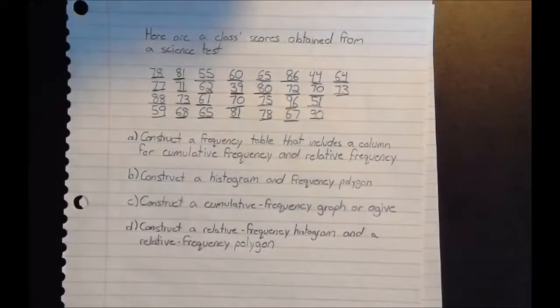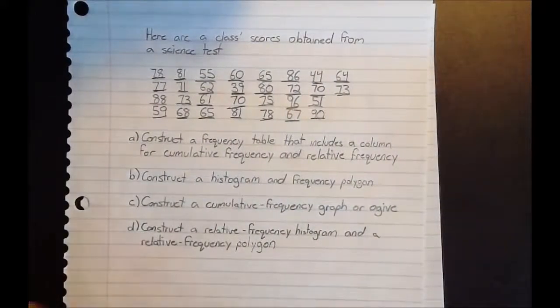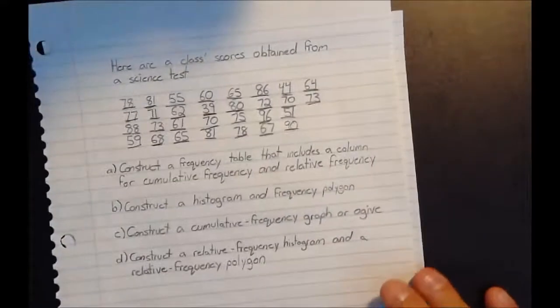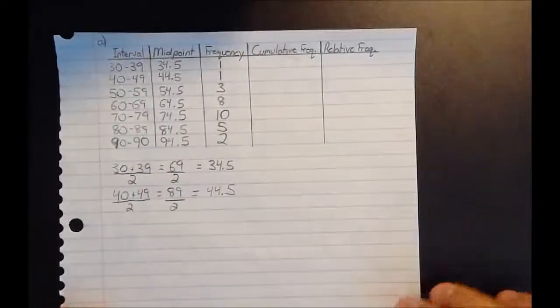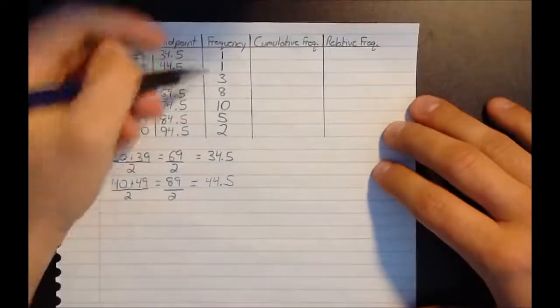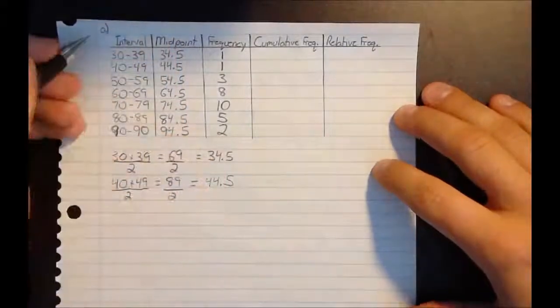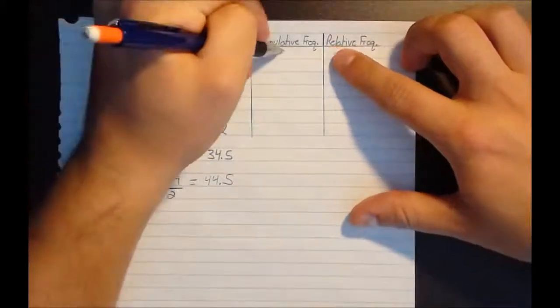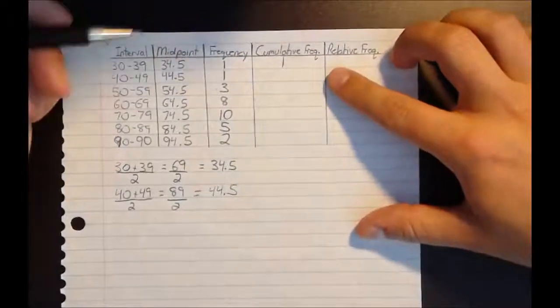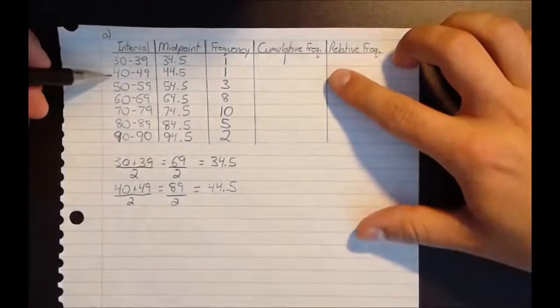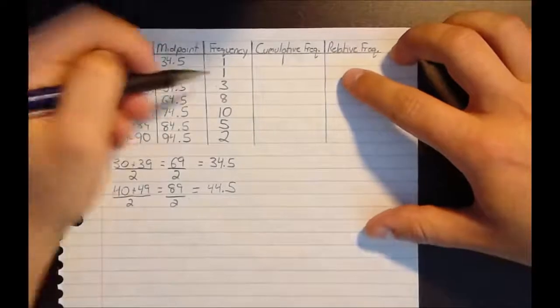Let's look back at what part C says here. So part C says to construct a cumulative frequency graph or an ogive. Now, cumulative frequency, that's just kind of a running total of the frequencies. So if I take a look back at my table here, cumulative frequencies will come from your frequency column. So the cumulative frequency of the first one here is just 1. Okay, so now I want to find out what the cumulative frequency of 40 to 49 is.